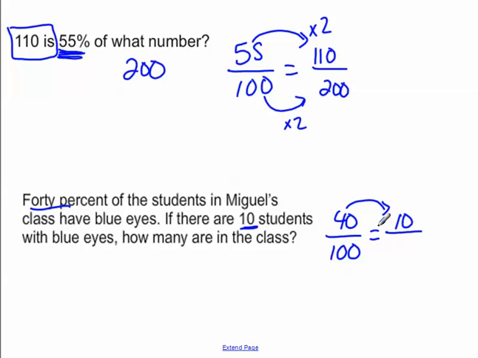Again, I went smaller, so I must be dividing. So what did I divide by? I divided by 4, divide by 4. So I got 25. So go back to your word problem. There must be 25 kids in the class.